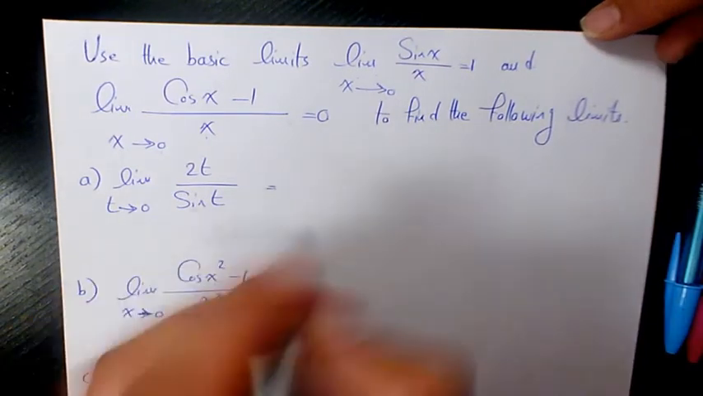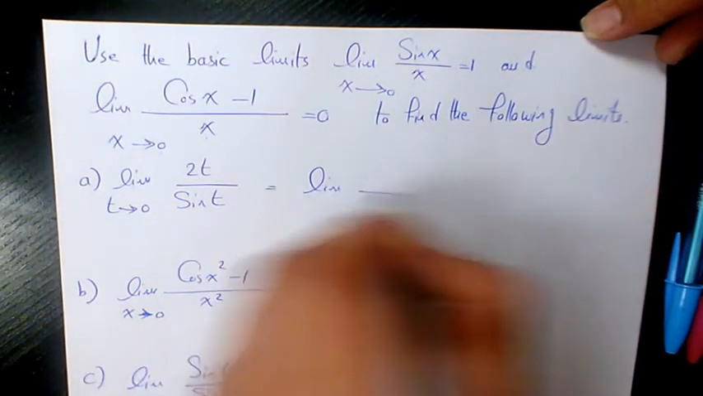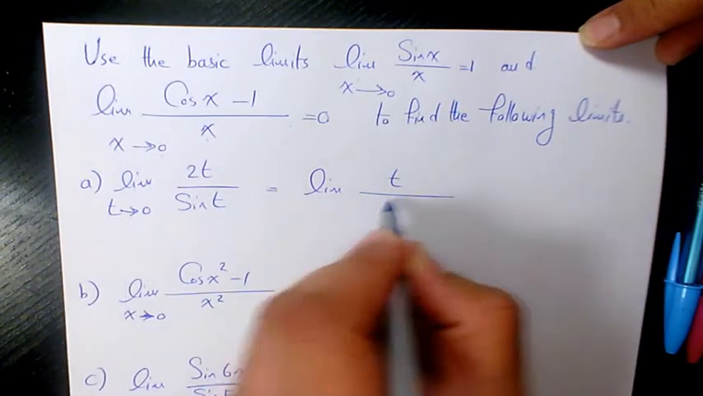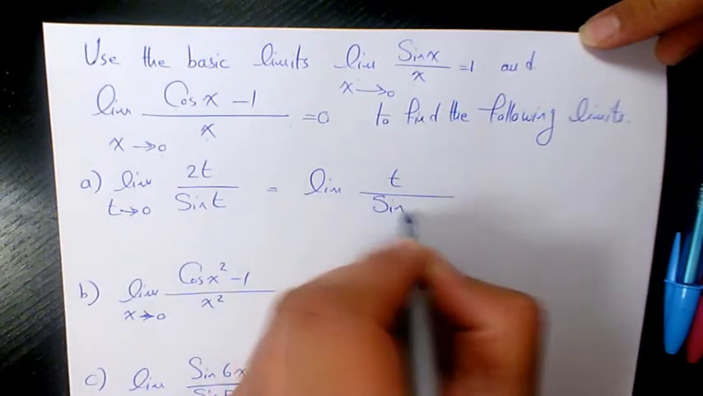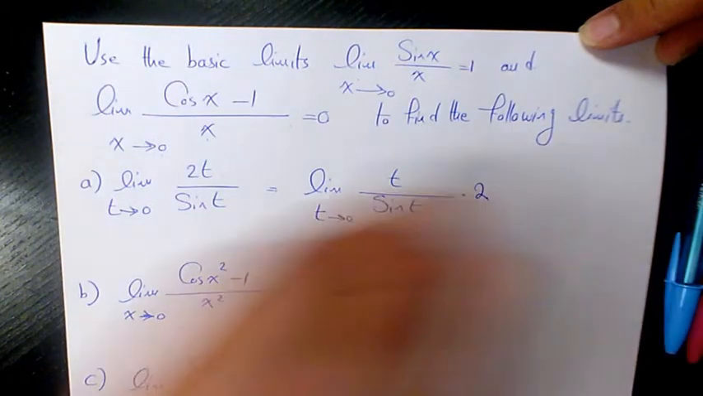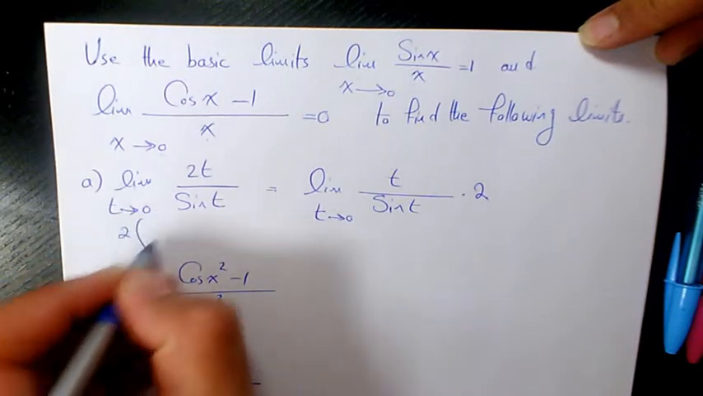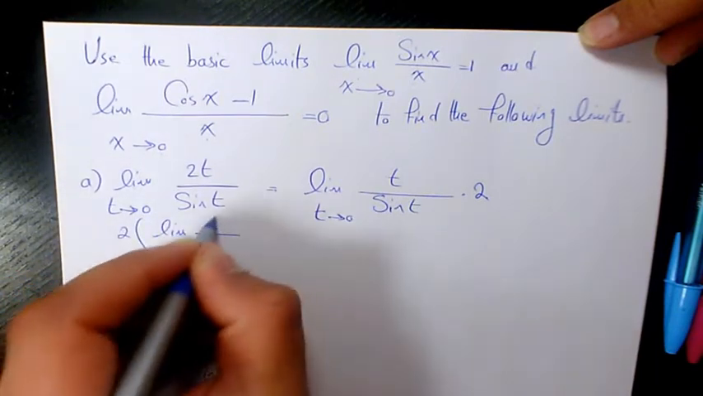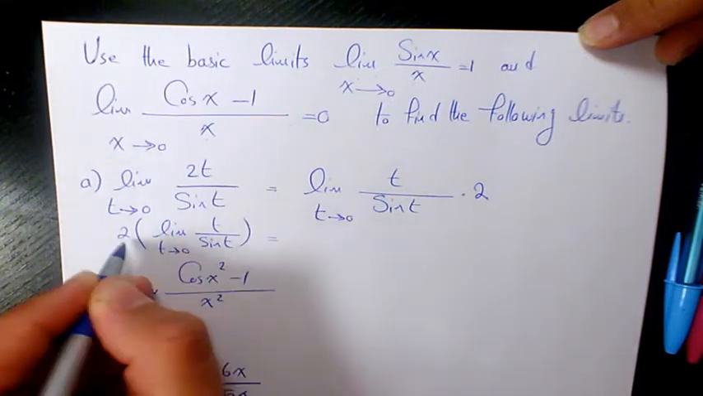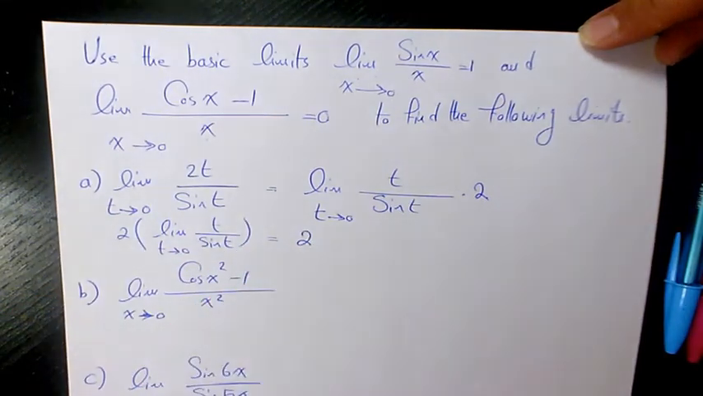So how can I do that? I'm going to change it and, instead of 2t, write t over sine t multiplied by 2 when t is approaching 0. Then I take this 2 before the limit, the limit of t over sine t when t is approaching 0. So it's going to be 2 times 1, that's going to be equal to 2.